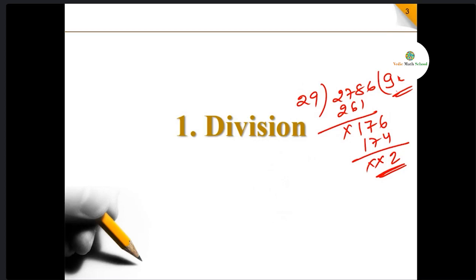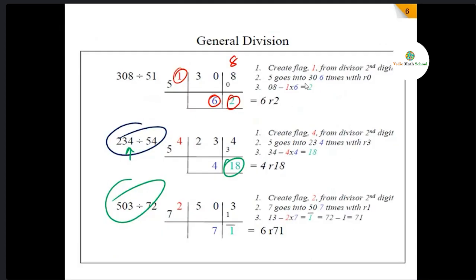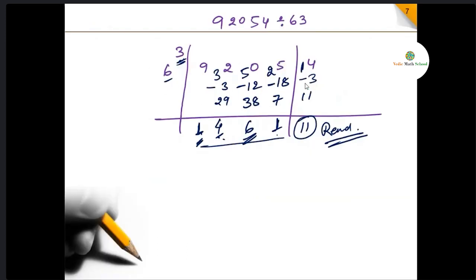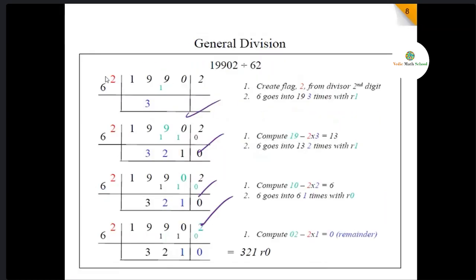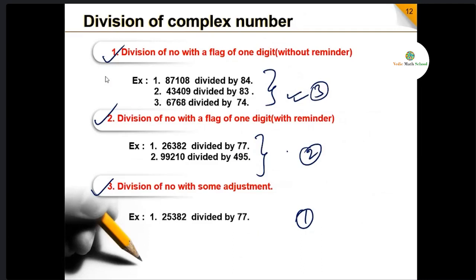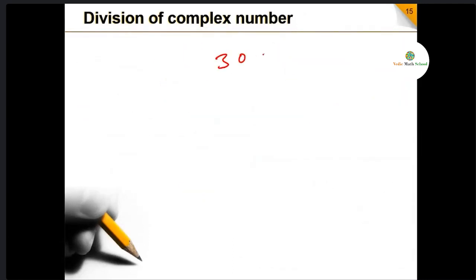So how are we going to deal with it? For that reason, Vedic maths deals with the divisor using a different kind of structure. I'm going to start with very small examples, and accordingly you will learn big numbers like that. But first, start with 308 divided by 50.